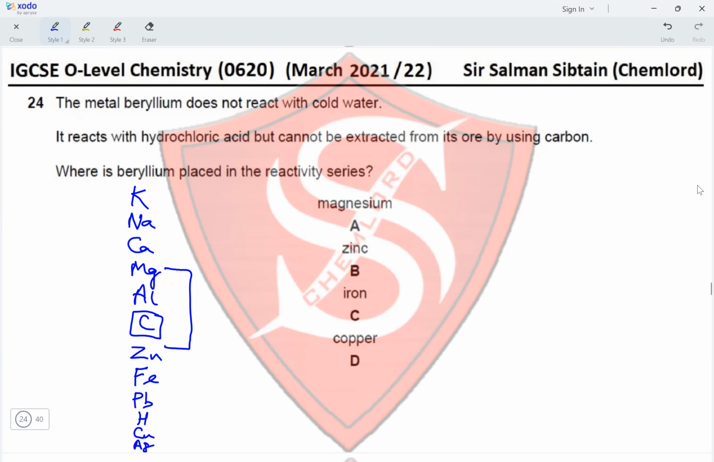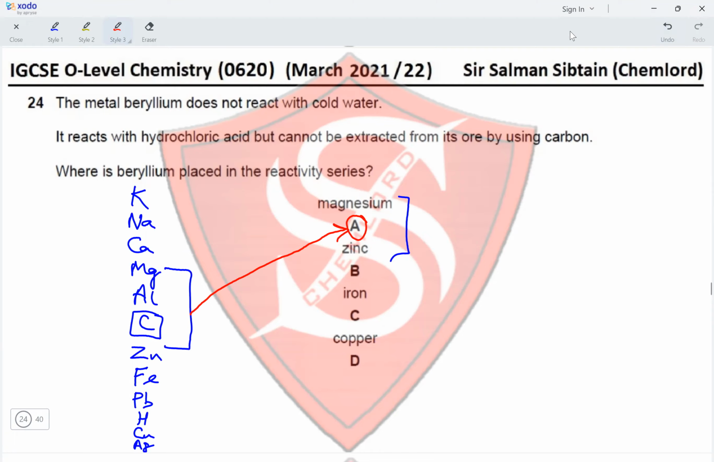So between magnesium and zinc, we would have the placement of beryllium. Therefore, this would be the position occupied by option A, making A the correct option for this question.